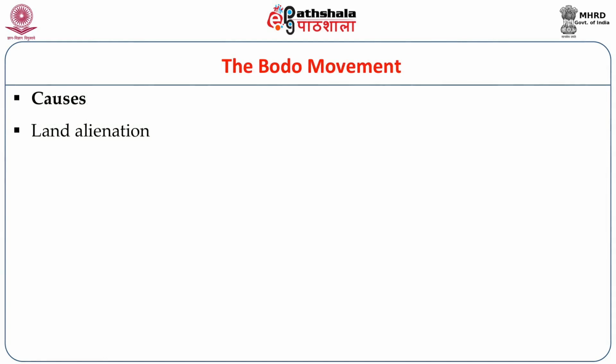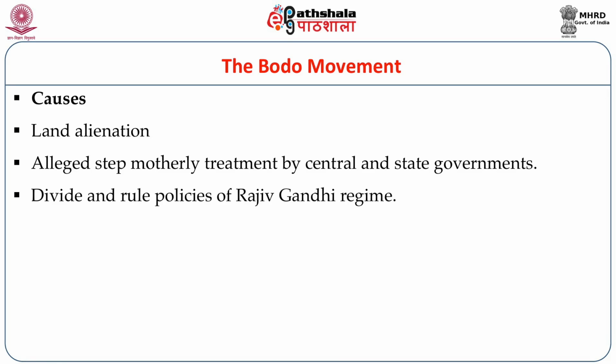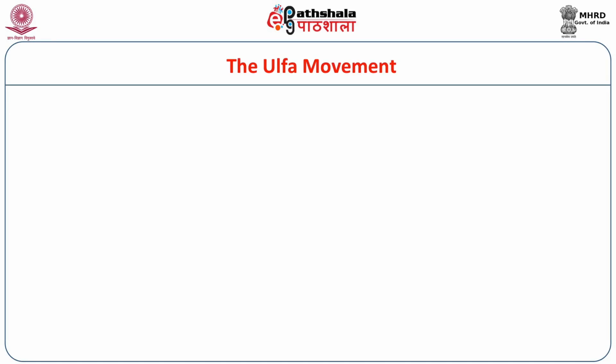Now let's look at the Bodo movement. The major causes of the Bodo movement were land alienation, alleged stepmotherly treatment by central and state governments, and divide and rule policies of the Rajiv Gandhi regime. The long agitation of the Bodos led to the Bodo Accord in 1993. But the Bodo Accord failed due to personality clashes between the Bodo leaders. The result was insurgency. Terrorist organizations like the Bodo Security Force and Bodo Tiger Force ran parallel governments. Ethnic cleansing became a regular feature of the movement.